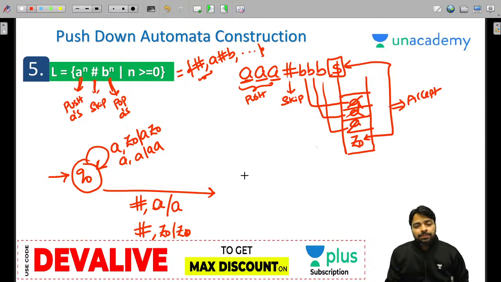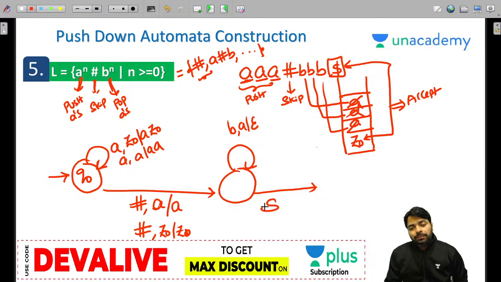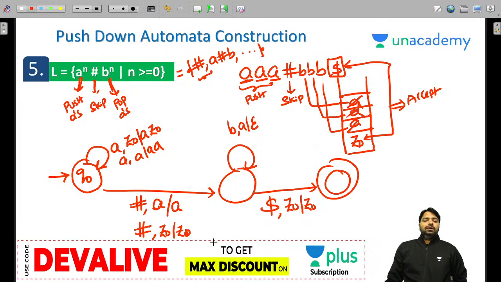Now we are going to skip only. Hash we skip. But after that, if really A is left, then every B pops 1 A. Then if no B comes, directly you will see end of the input, either dollar or epsilon is fine. We'll go to final. Right, this is DPDA. This is DPDA. So PDA, remember that.